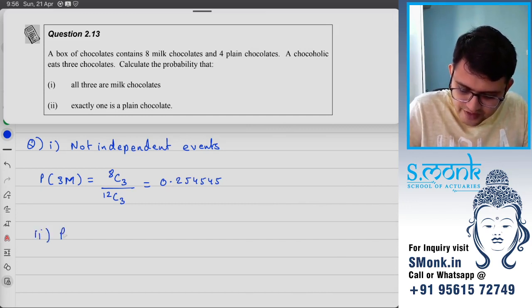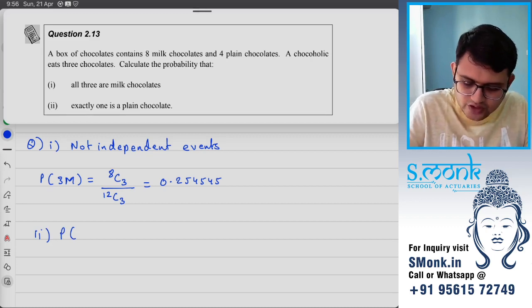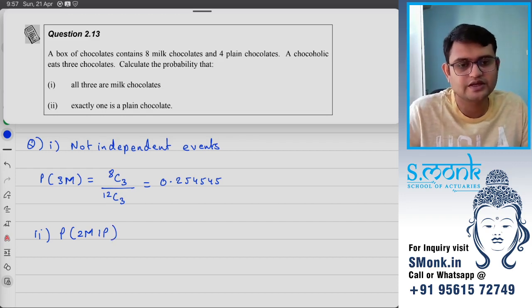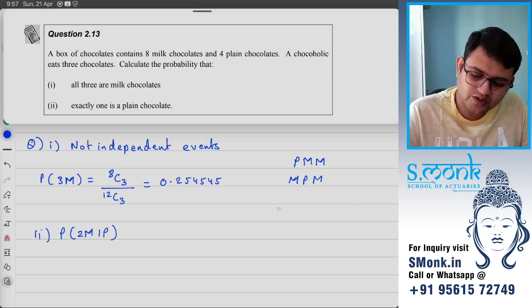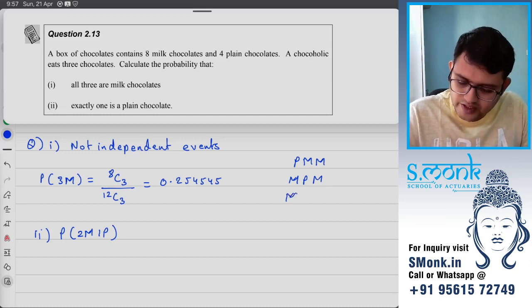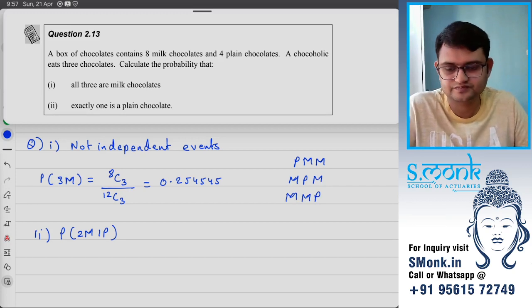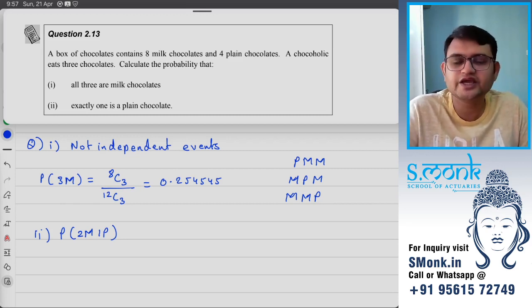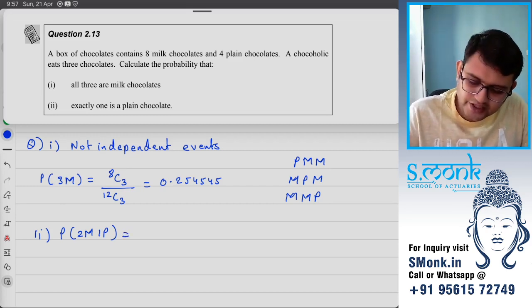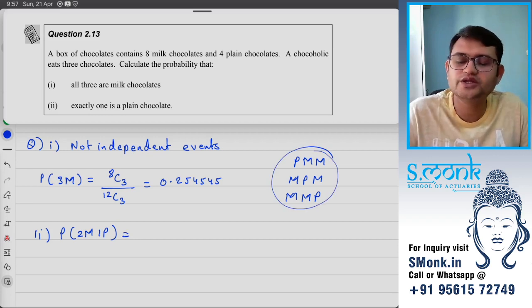Second part, exactly 1 plain chocolate. So we are talking about 2 milk and 1 plain. Again, they did not say whether it should be plain, milk, milk, or milk, plain, milk, or milk, milk, plain. They did not talk about the arrangement of how we selected the chocolate. They're just saying we want one plain chocolate and two milk chocolates. So we'll directly use combination because we are talking about all three combinations.